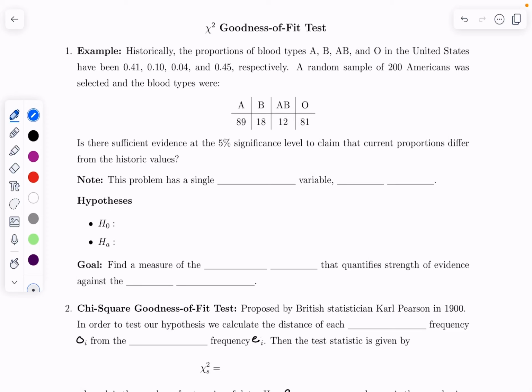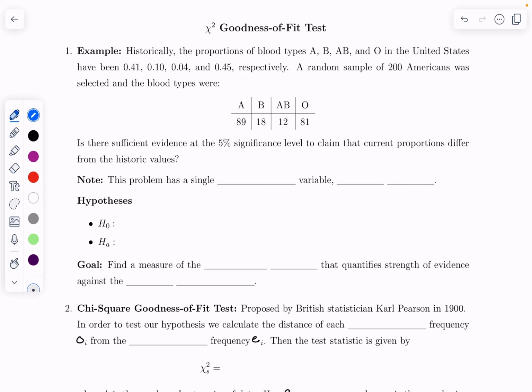In this video, we are going to look at a non-parametric test for multiple population proportions. In the previous video, we considered a dichotomous population in which an individual either had a trait or did not have that trait. Now we're going to let individuals fall into several categories.